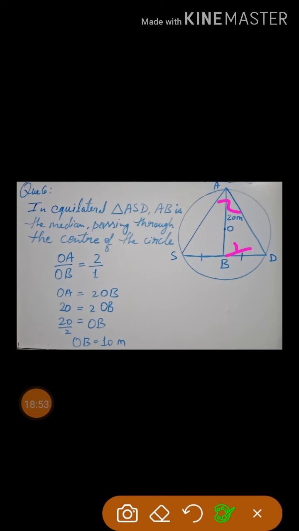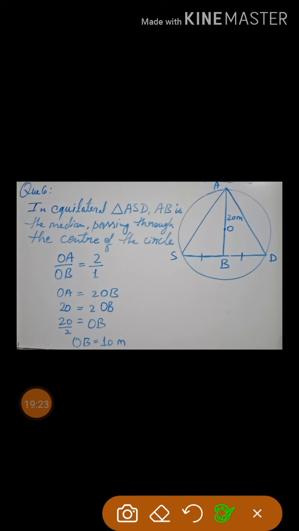Now we are writing OA by OB is equal to 2:1, or 2/1. It is written here in this way. Now we are doing the cross multiplication. Means OB multiplied by 2 will be 2OB, and OA multiplied by 1 will be OA only.